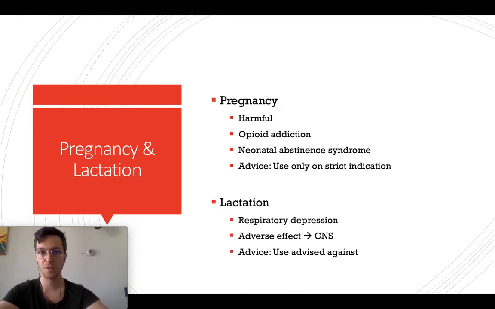When you want to use morphine but you're pregnant, this may be harmful for you and your baby. It may lead to an opioid addiction in the baby or to neonatal abstinence syndrome, and you should be very careful and only use morphine on strict indication for the shortest amount of time, but avoid it whenever possible. For lactation or breastfeeding, morphine can pass through in the breast milk and may lead to respiratory depression in the baby and to adverse effects like depression of its central nervous system, so sedation or even hallucinations in the baby. So therefore you shouldn't use it and you should be very careful.